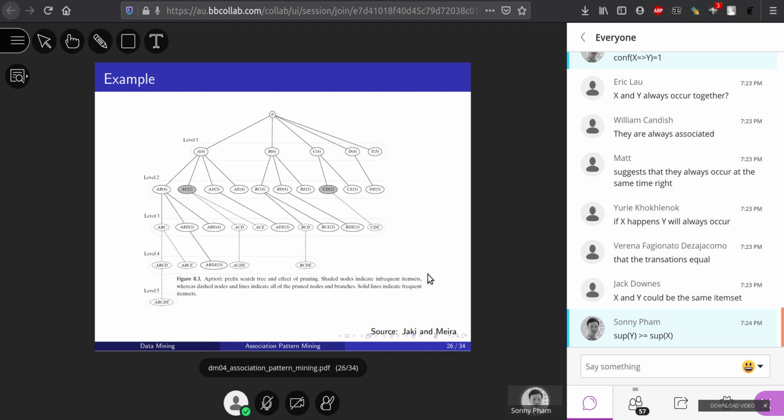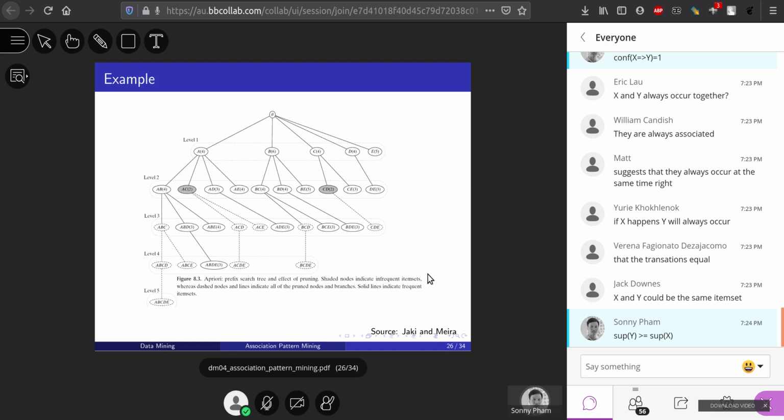And in level 1, you can see that we can look at A, B, C, D, and for each of the nodes there, we just write the number of occurrences in the data set. For example, A has been observed 4 times, B 6 times, C 4 times, and so on. Now, if A is a frequent item set, then from A we can generate AB, AC, AD, AE. So AB, AC, AD, AE are the candidate item sets.